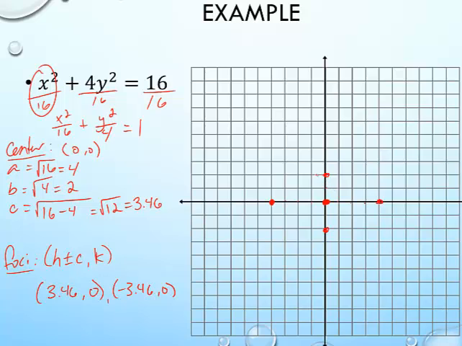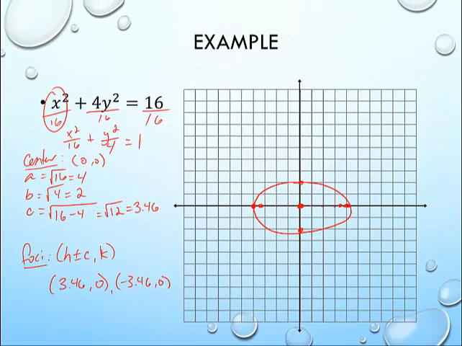We have our 4 corners. Go ahead and make your ellipse, or the best you can. And then C, our focus points, they're going to be 3.46. So 1, 2, 3.46. 1, 2, 3.46. So there's your 2 focus points, and there you have your ellipse. Alright, moving on.